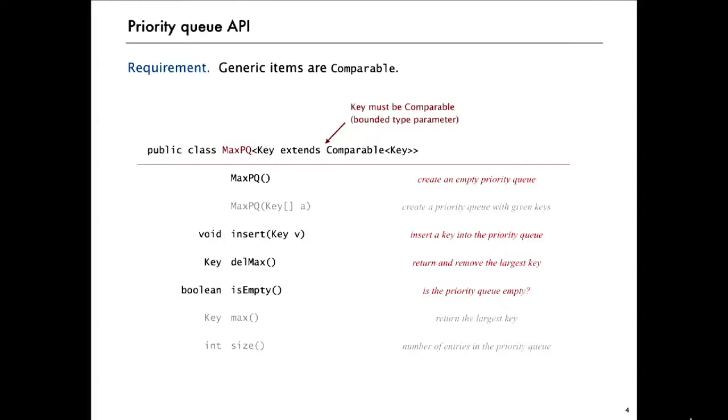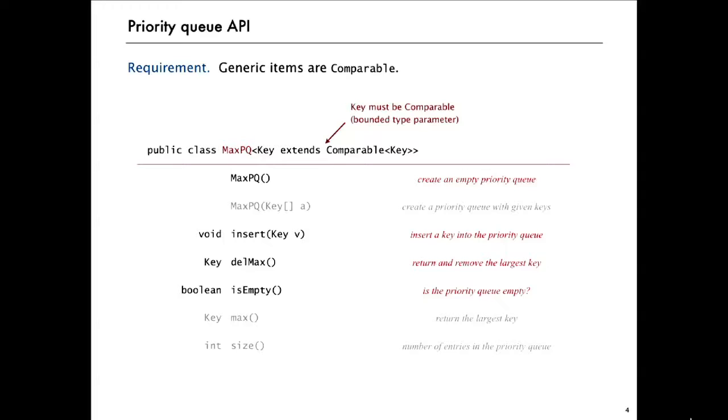So the API will look very similar to our stack or queue API, with the difference that we want to have generic items that are comparable. The Java language for that is in the class header. We say that our generic type Key extends Comparable of Key. That just means that our keys must be comparable, and then we must have a compareTo method that will compare it to another key.